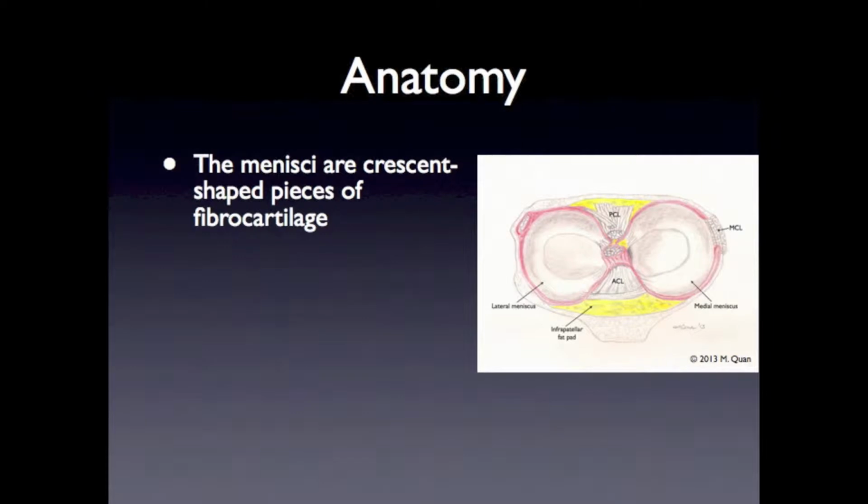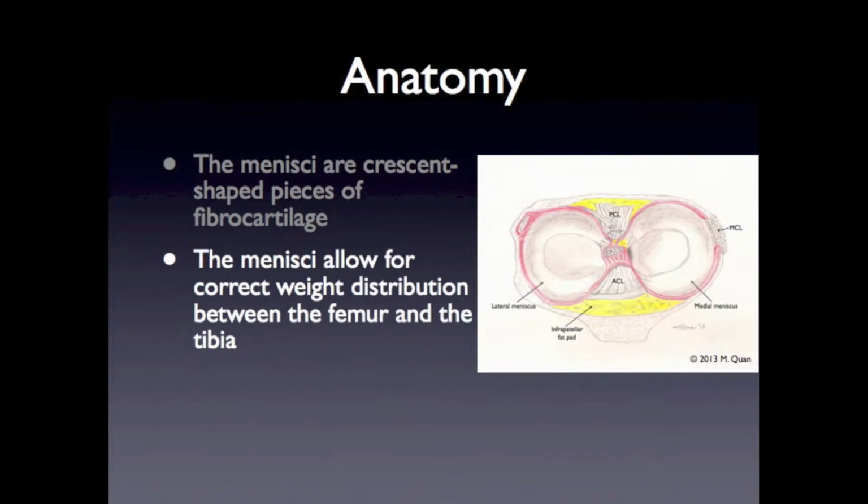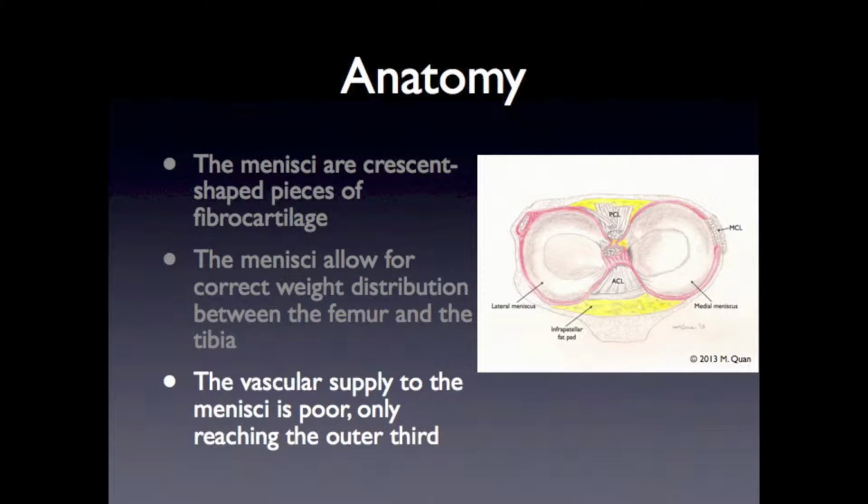The menisci are crescent-shaped pieces of fibrocartilage. They are made from type 1 collagen in comparison to the type 2 hyaline cartilage that makes up the articular cartilage. The menisci allow for correct weight distribution between the femur and the tibia, reducing contact stresses from a round femur articulating with a flat tibia. The vascular supply to the menisci is poor, only reaching the outer third.